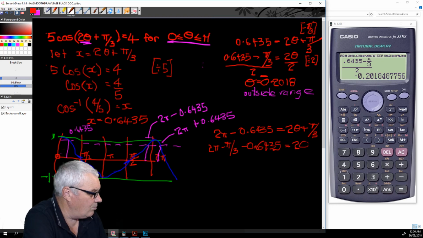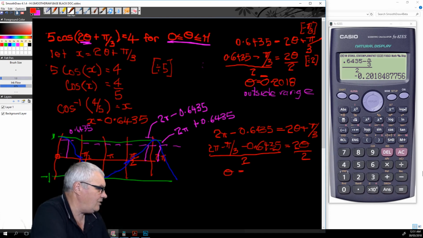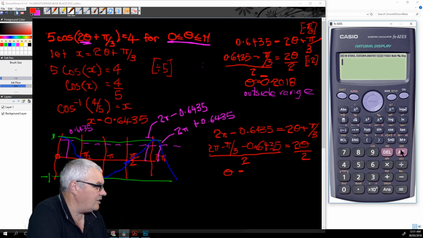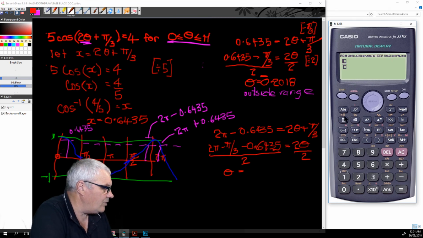And we'll just do the same process again. We'll divide that all by 2. Divide that by 2. And we'll get theta. And we'll do that on the calculator. So that can come over here, and that'll be all clear. And so that'll be, again, a fraction. So we'll find out the fraction there.